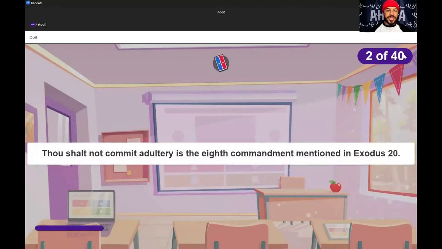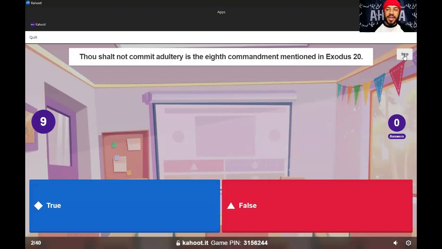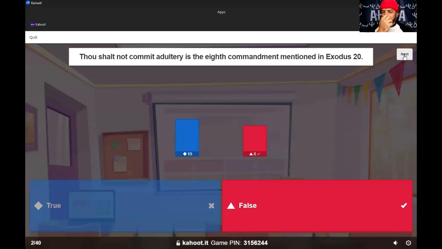True and false, 10 seconds. Thou shalt not commit adultery is the 8th commandment mentioned in Exodus 20. Blue for true, red for false. Fast, fast. What's the 8th commandment? Is it thou shalt not commit adultery? The answer is false. What is the 8th commandment in Exodus 20?